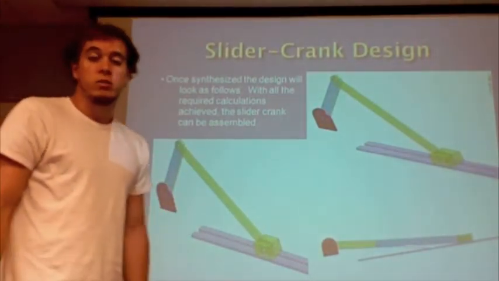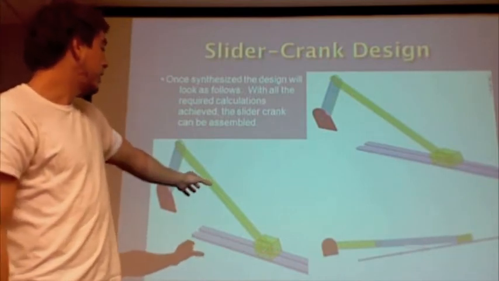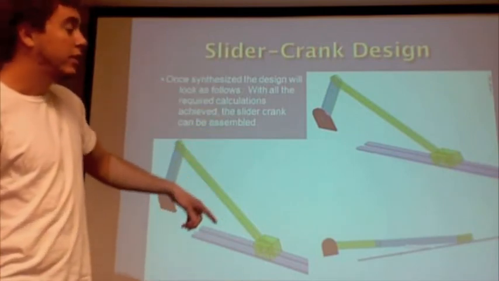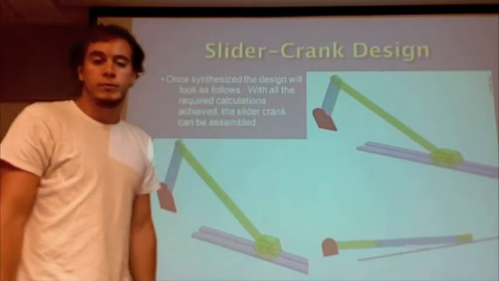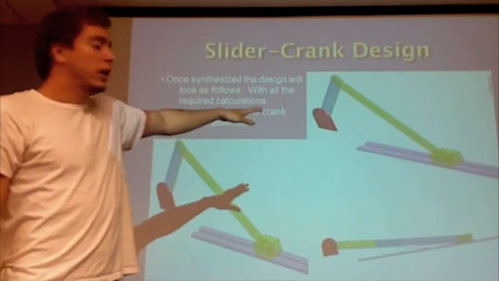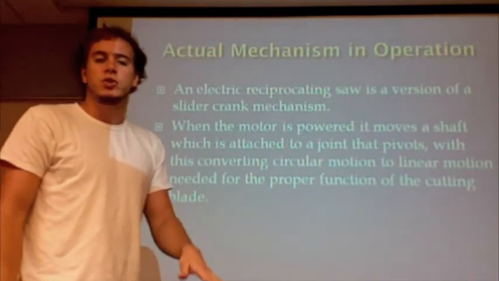Here we have another model, this time of a slider crank. We can see the box sliding on the plane. This slider crank can turn 360 degrees. This actual model was done representing an electric saw.